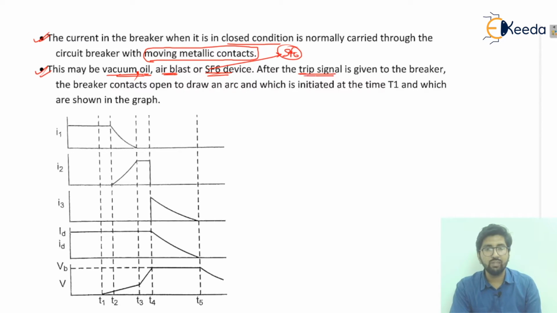After the trip signal is detected, there will be a combination of the circuit breaker and the relay. The relay is going to detect it, and it will send the trip signal to the isolators, and the isolators are going to separate the contacts of the circuit breaker. The breaker contacts open to draw an arc, which is initiated at time t1, as shown in the graph. Here the initiation will happen.